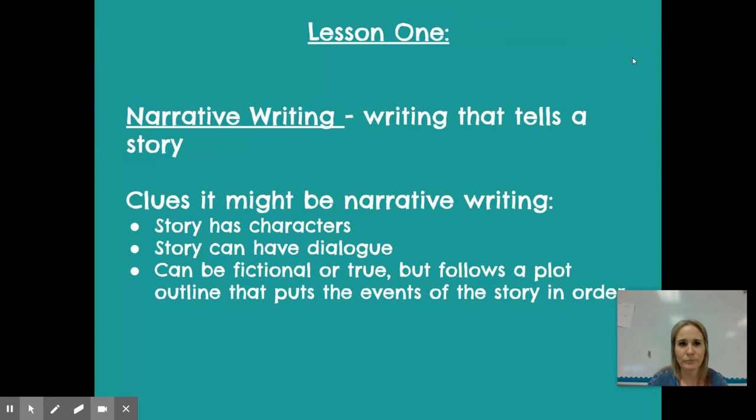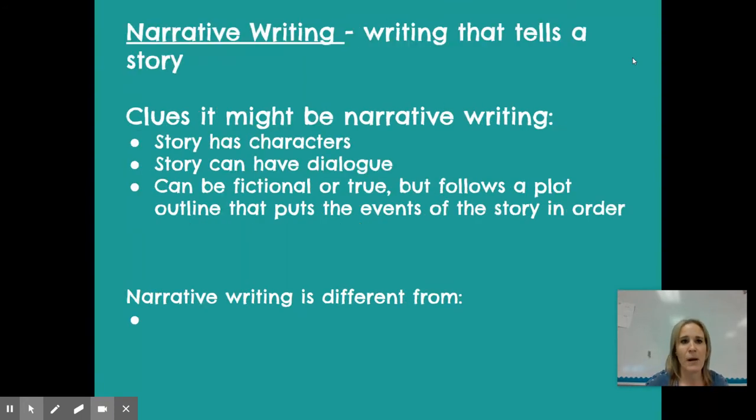And let's begin. So narrative writing is any writing that actually tells a story. Some clues that it might be narrative writing: the story is going to have some type of characters. The story might have some dialogue, characters talking back and forth. It can be fictional, obviously, like a lot of the books we read. Narrative writing can also be true, but it has to follow a plot outline that puts the events of a story in order. So whether it's true or made up, it has to follow a story plot line.